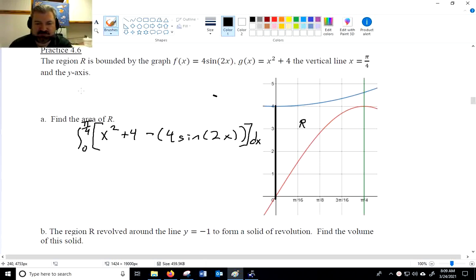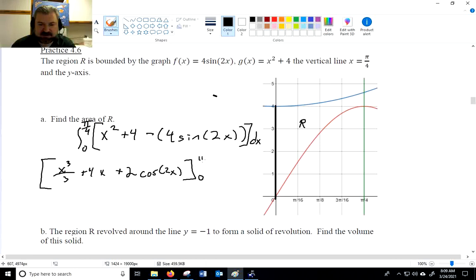Okay, so to find the area here, I just need to use my integration. I just do x cubed over 3 plus 4x. This is going to actually become plus 2 cosine of 2x. If you take the derivative of 2 cosine 2x, you get negative 2 sine 2x times 2. When the 2's multiply to 4. So I did a little bit of u substitution in my head there. Feel free to do the u substitution, let u equal 2x, and see how that works out. We're doing it from 0 to pi over 4.